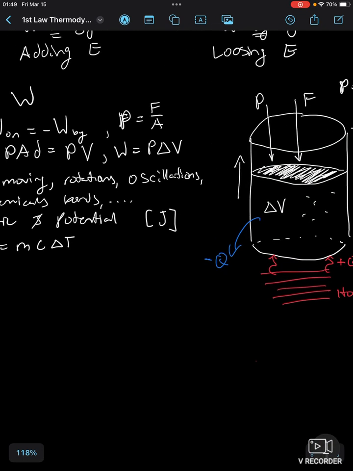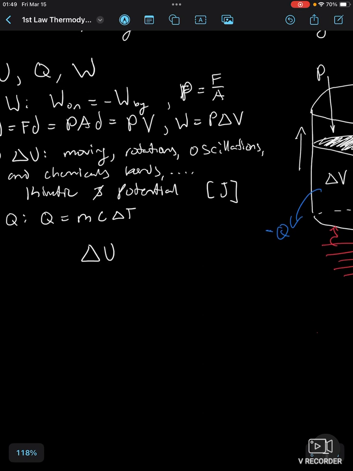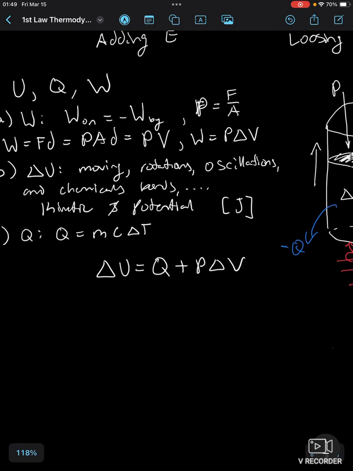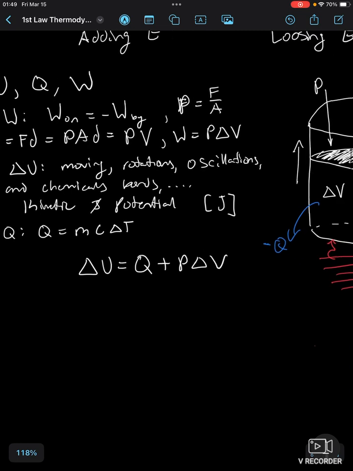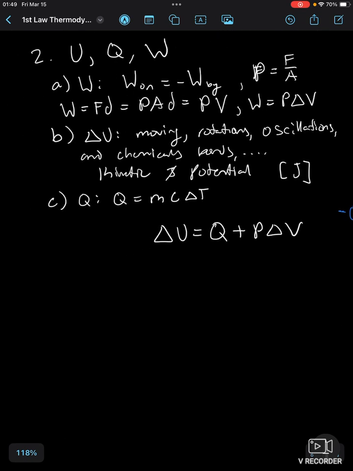For a little demonstration, let's just put this down. The change of U is equal to Q plus P times the change of volume. Just because we know that work is pressure times volume, the volume is pretty helpful in visualizing what's happening with this work. But I was talking a lot about whether the work is done by the system or on the system. So we should look at the signs, whether it's positive or negative.